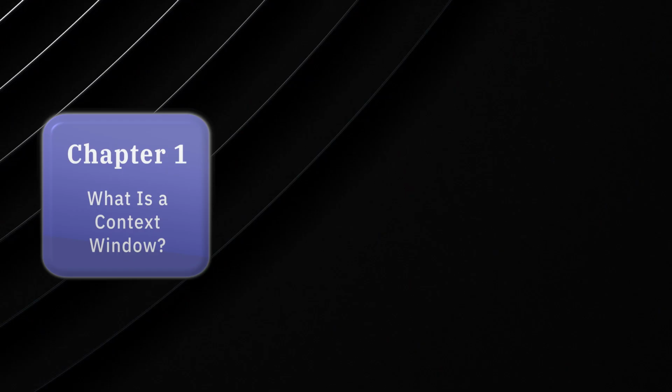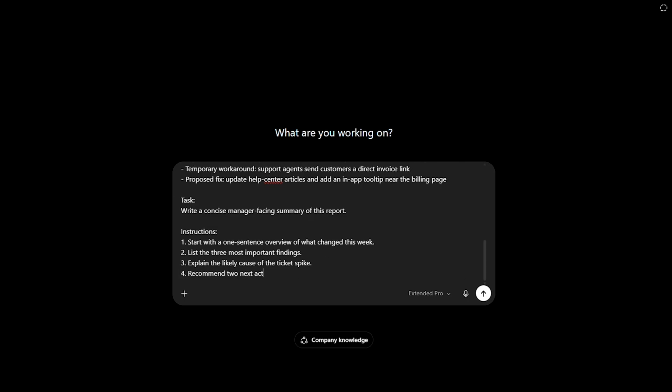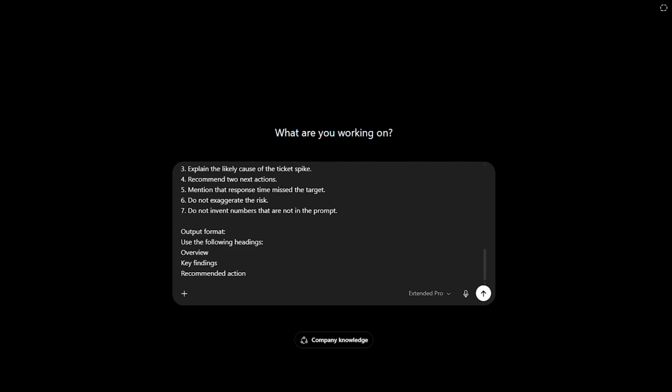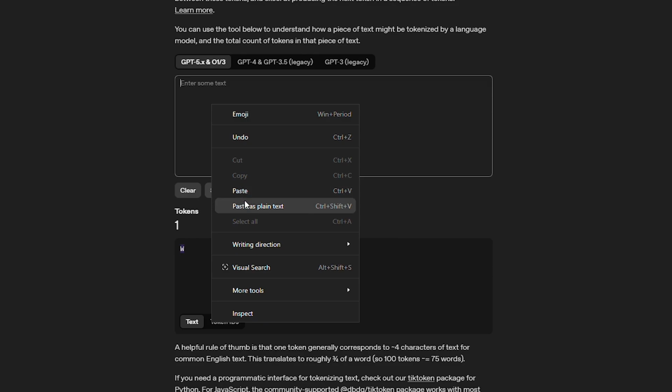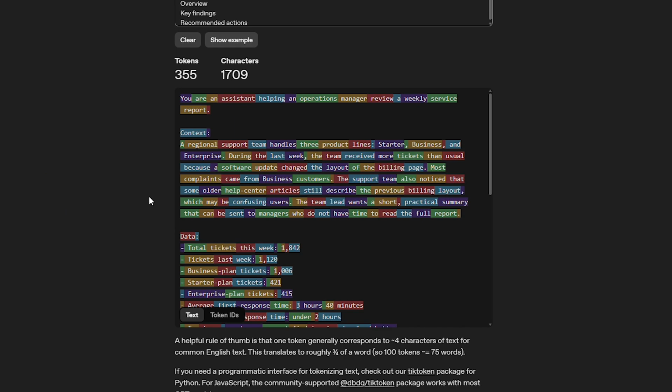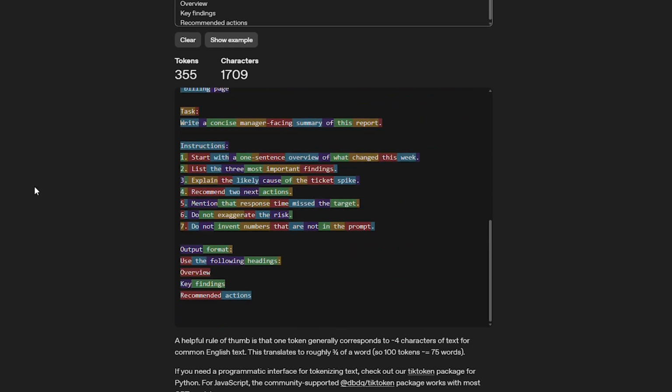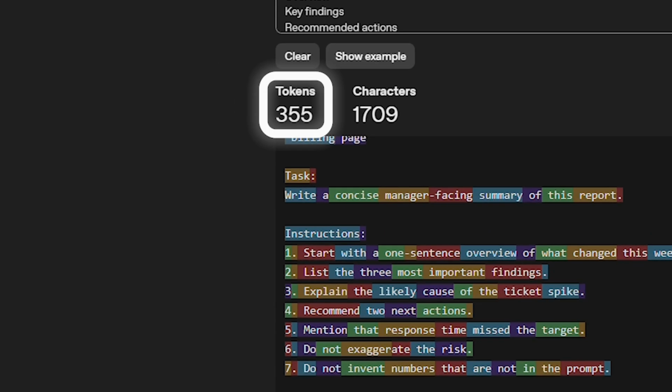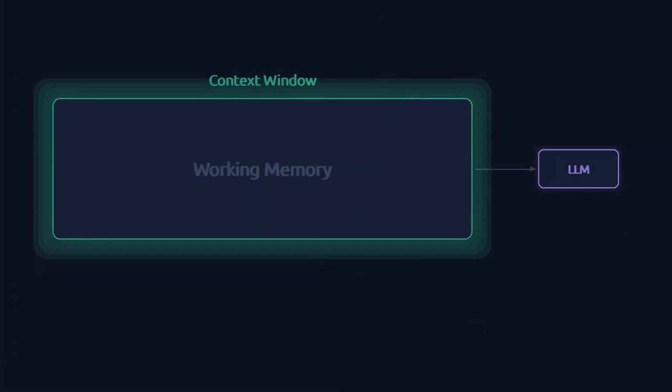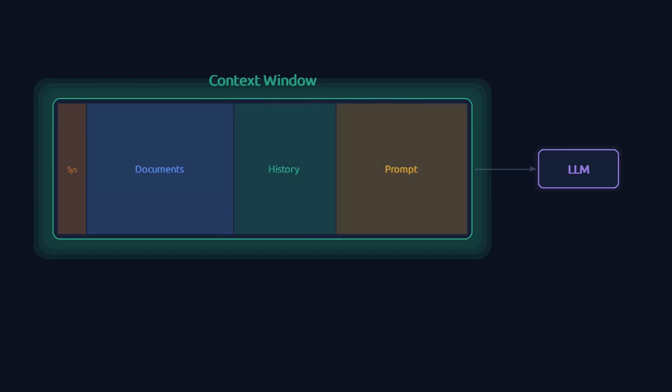A context window is the amount of text a large language model can consider at one time. You can think of it as the model's working memory. It's essentially the size of your prompt, and it is measured as the number of tokens. When we say a model has a context window of 128,000 tokens or 1 million tokens, we mean the prompt and any other additional system information, such as the documents, conversation history, etc., have to fit inside that space.